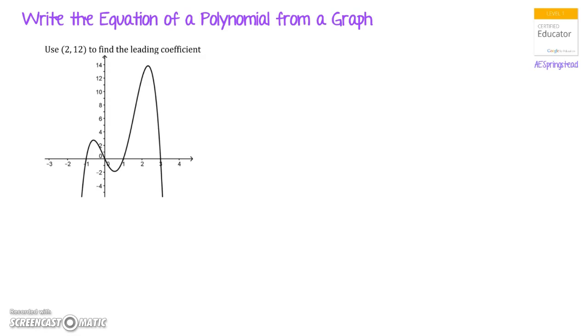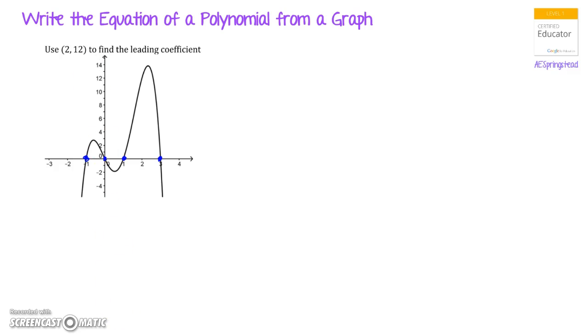In this video, we're going to write the equation of a polynomial from a graph. The first thing we need to notice is where the zeros are on the graph, and the zeros are just the x-intercepts here at -1, 0, 1, and 3. They also give us an extra piece of information and tell us to use the point (2, 12) to find the leading coefficient, which we'll get to in a little bit.